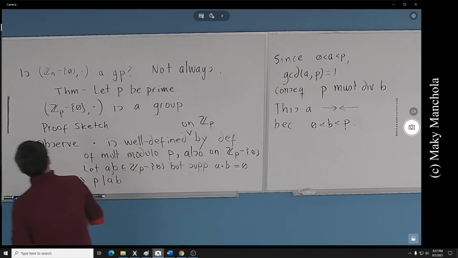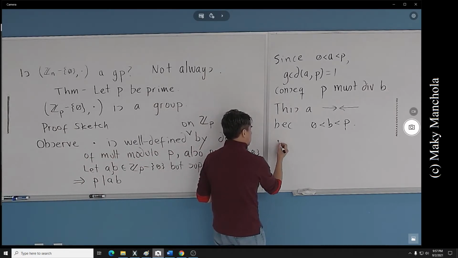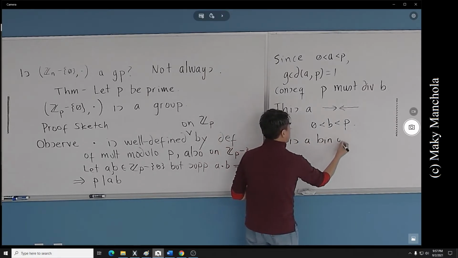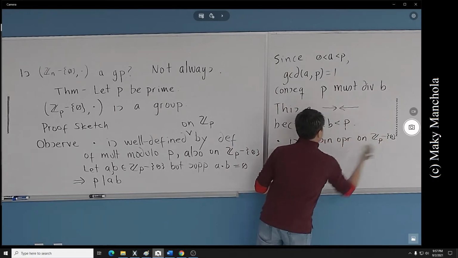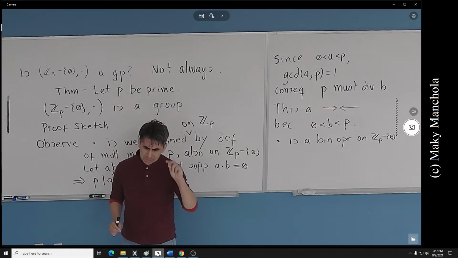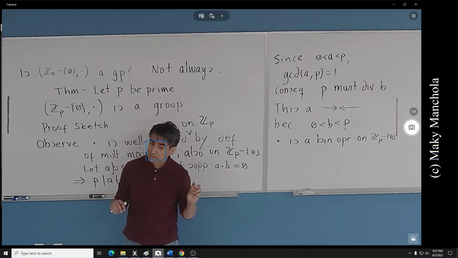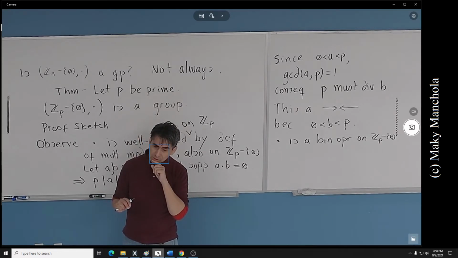Okay, so we conclude that dot is a binary operation on ZP not 0. Okay, now let's check our group properties. G1, that the associative property is satisfied. Well, we're in luck. We already know that the associative property holds in ZP with multiplication modulo P. So it is inherited.